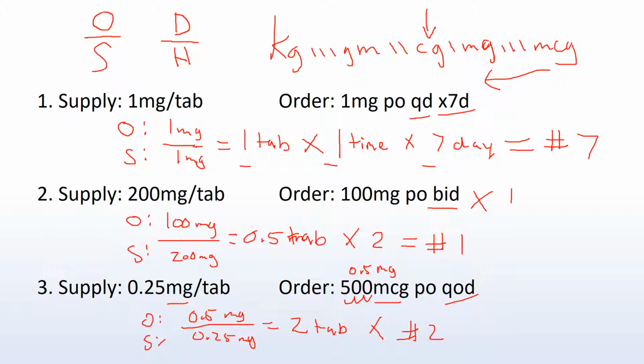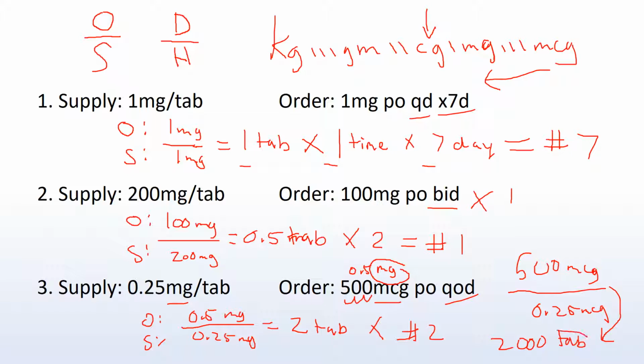Order over supply, but make sure your units are the same so they cancel out. Let's see what happens if we didn't. If we did 500 micrograms over 0.25 mg, what would that give us? Some crazy 2,000 tablets. Is that reasonable? No. If you didn't look at the units, would you have given the patient 2,000 tablets? Would you want to count out 2,000 tablets? No, right? So check your work. Make sure it is reasonable. 2,000 tablets is never, ever reasonable.